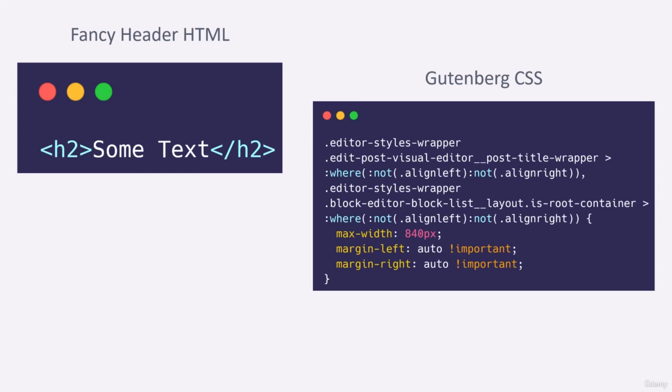The Gutenberg editor will add CSS to our block. The selector is very long. However, the most important piece is the margin properties. The margin left and margin right properties will align the block in the center of the page. Up until now, this feature has been helpful. However, it's not going to be helpful for our block.